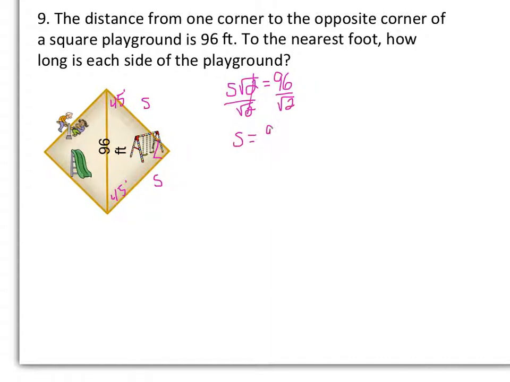So S is equal to 96 divided by the square root of 2. And it did say how long is each side of the playground to the nearest foot. So if we round this, we get 68 feet. So each side of the playground is about 68 feet.